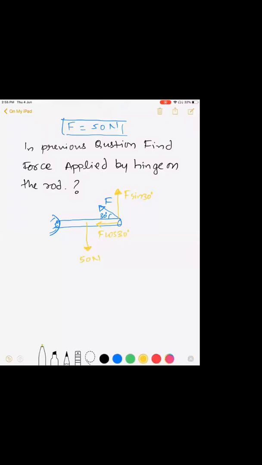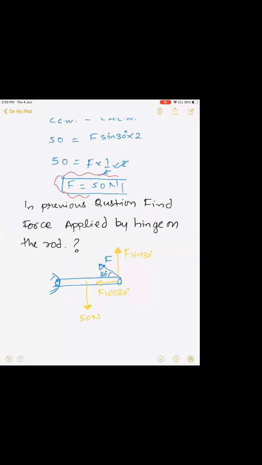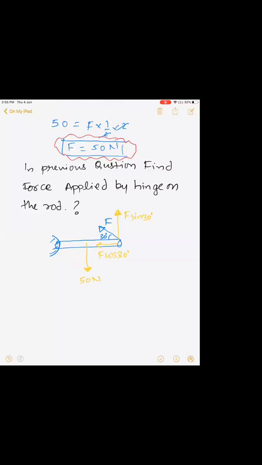For equilibrium, net force must be 0, right? And just now we got the value of F as 50. See, in the vertical direction, how much force is present? 50 sin 30, that is 25 Newton, right? Vertically upward, how much force is available? Only 25. But how much is required? 50. Means the other 25 Newton is applied by who?